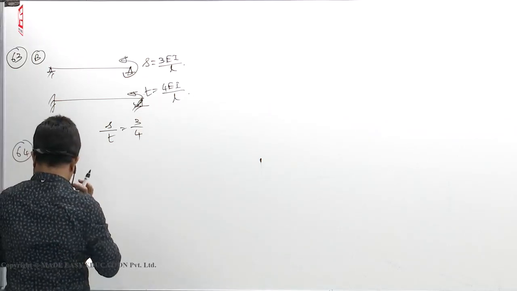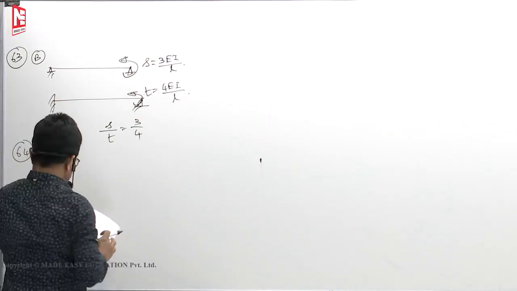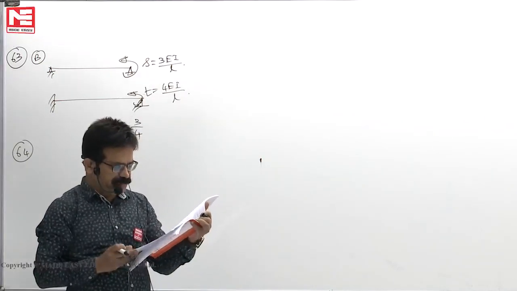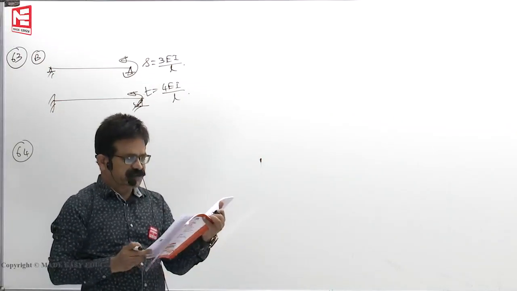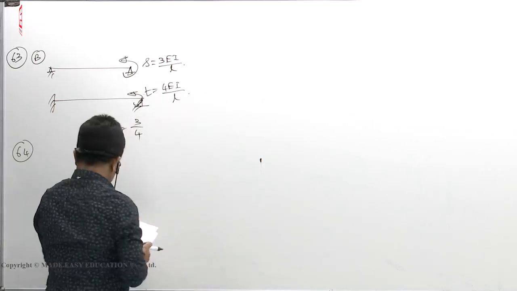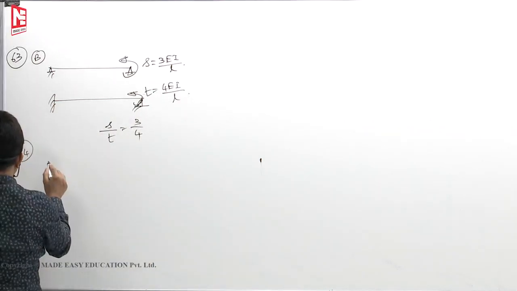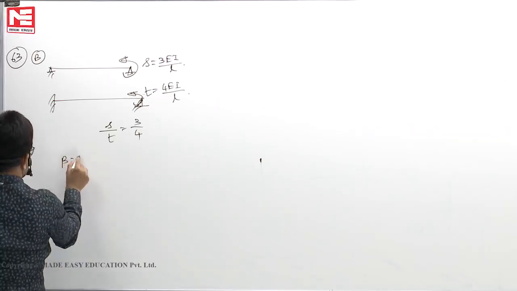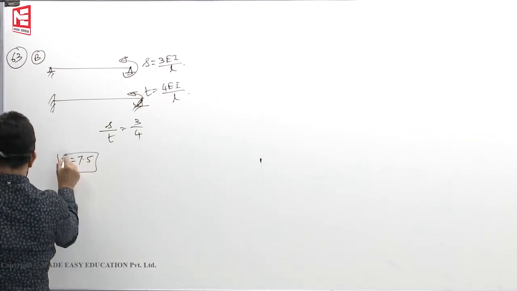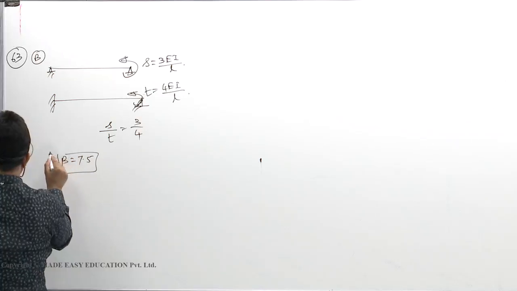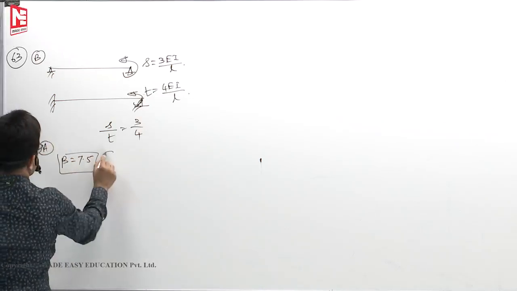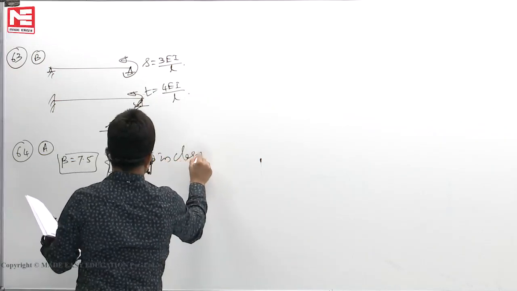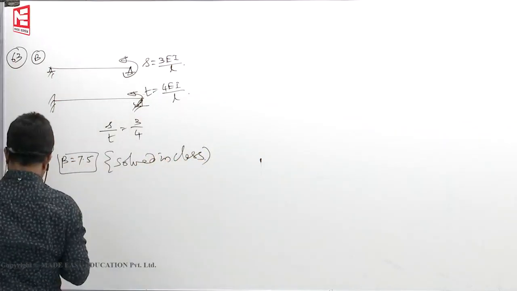64. The rigid jointed plane frame QRS shown in the figure is subjected to load P at joint R. Axial deformations are neglected. This formula we have solved. Beta we got as 7.5. Beta is equal to 7.5. So the correct option is A. This one was solved in the class. All possibilities I have given you.